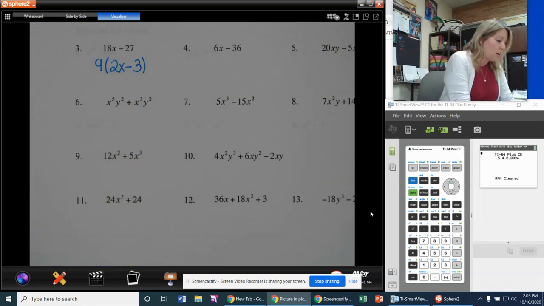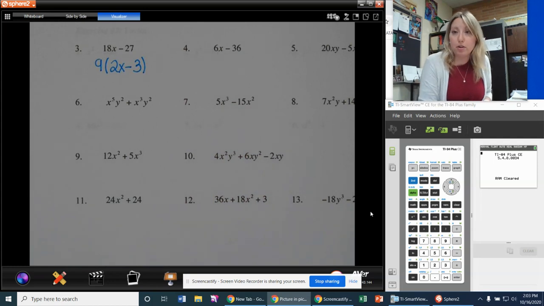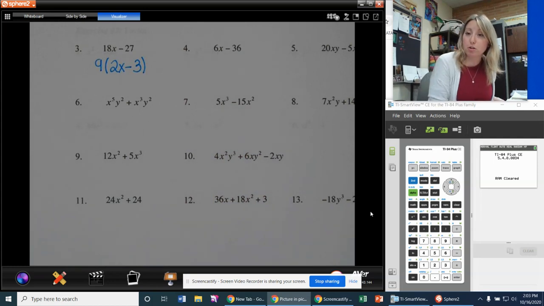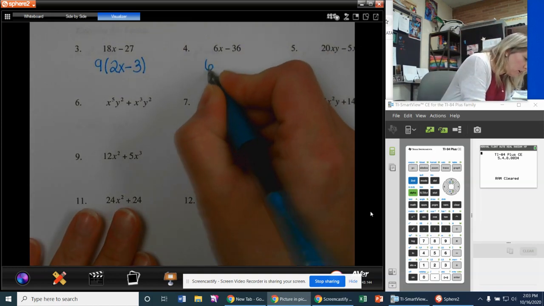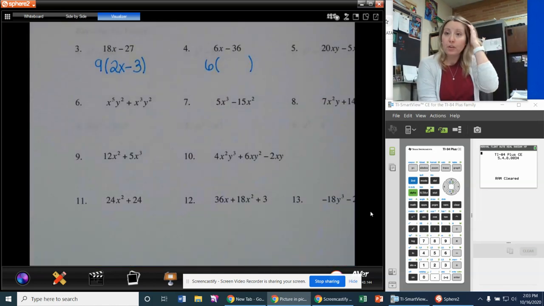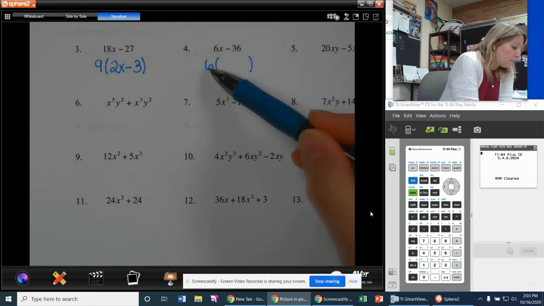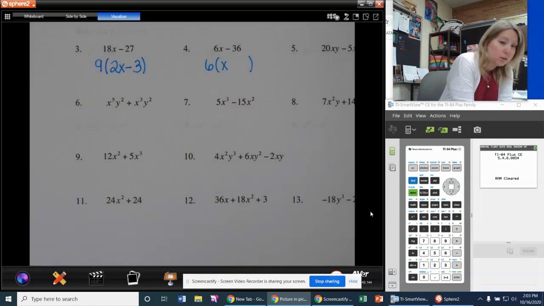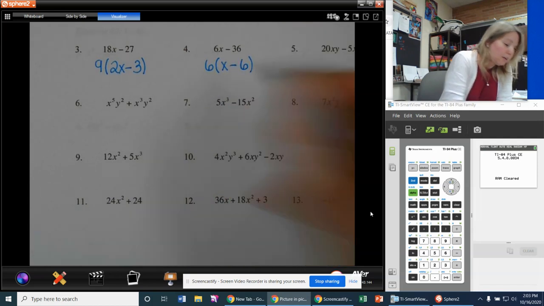Keep going, right? 6x minus 36, same kind of thing where there's not a variable in both terms, so there's not going to be a variable as part of my GCF. Well, 6 and 36 are both evenly divisible by 6, so here we go. That's my GCF. I make my empty set of parentheses behind it. I need to fill that binomial with two terms. 6x divided by 6, well, that's just a 1x left. Negative 36 divided by 6, that's a minus 6 left.